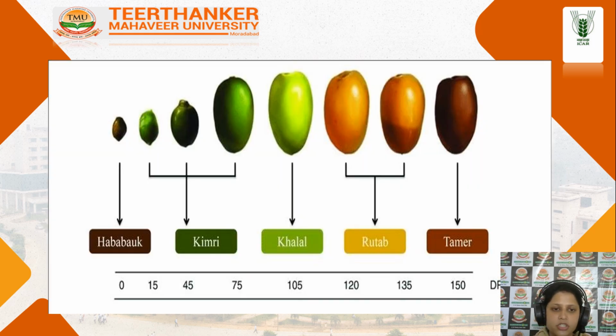So here in this picture you can see how these 5 developmental stages are taking place. The first stage is the Hababouk stage, then followed by Kimri, then Khalal, Rutab, and the last one is the Tamar stage.